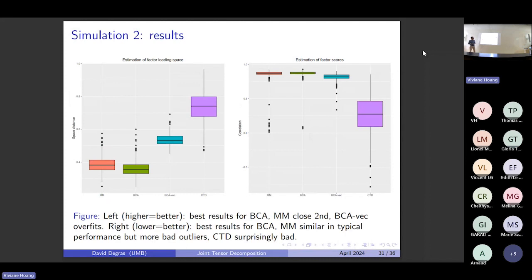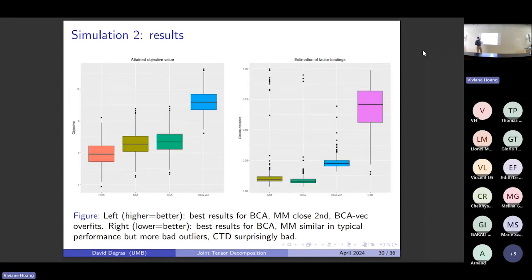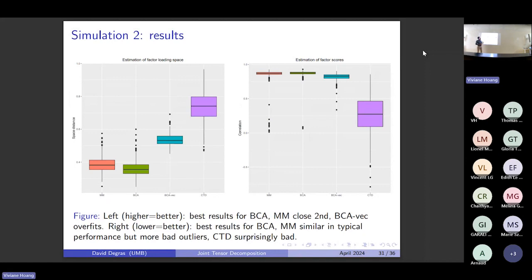So we have kind of the same story. And finally, we see how we recover the scores, which are specific to each subject. And well, we're close to 1 most of the time. There can be some situations where things go badly, and they can be more or less frequent, depending on the method that you're using. And again, the coupled CPD is doing pretty badly.